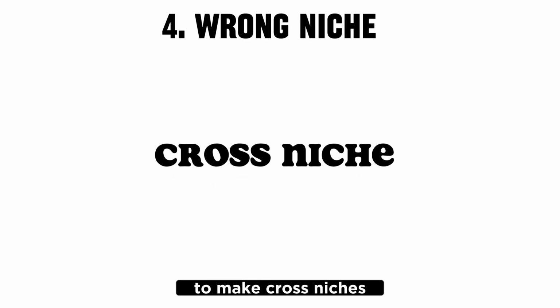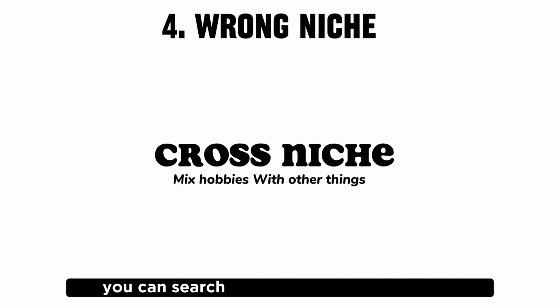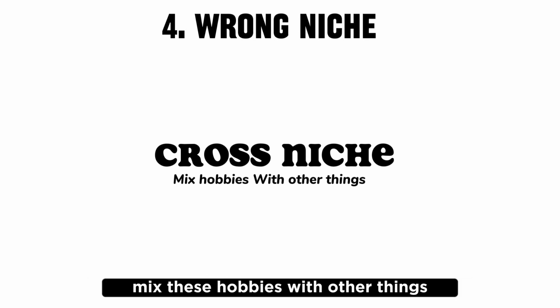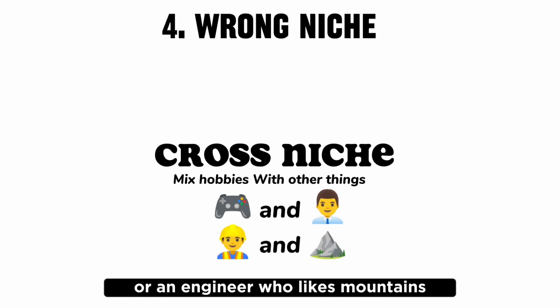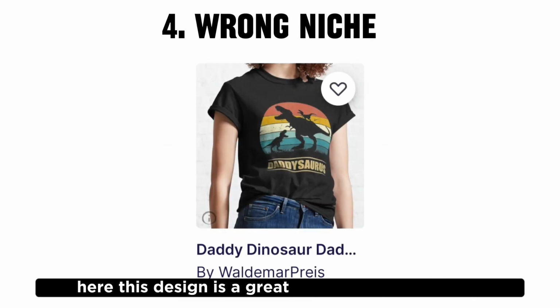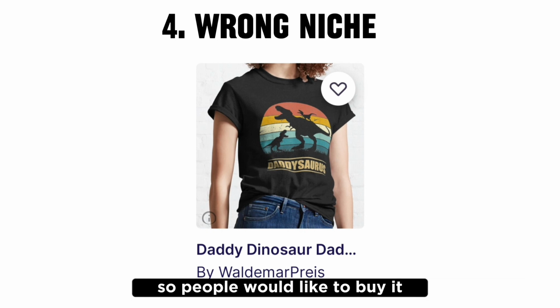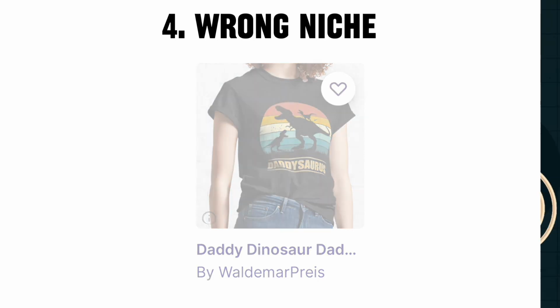To make cross-niches, you can use ChatGPT to help with it. For instance, you can search for 20 hobbies people have and ChatGPT will give you exactly that. Then you just have to mix these hobbies with other things, like gamer and worker or an engineer who likes mountains. Here, this design is a great example of cross-niche. This seller combined dad and dinosaurs together. That's a great idea. And most people like dinosaurs, so people would like to buy it. Just be as creative as you can and you will definitely be able to make sales.